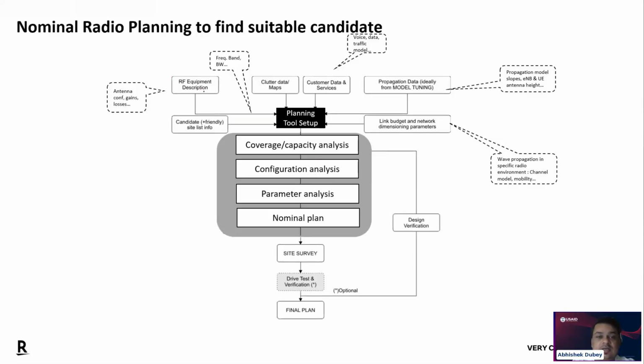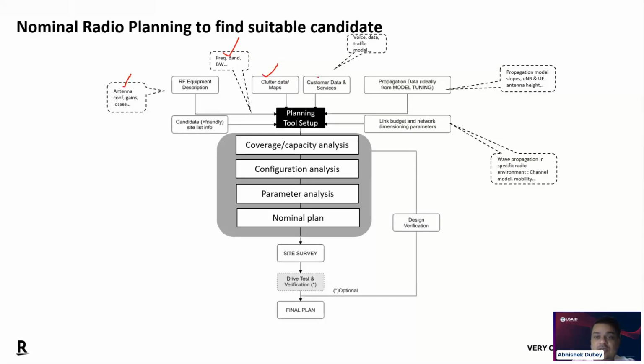So there would be RF equipment that you require for the nominal planning. You have to get this input from the customer: what antenna, what could be the gain of the antenna, or what could be the configuration of the antenna you are going to use. And the next thing is you have to get the frequency, the band and the bandwidth details from the customer. You are going to use the clutter map so that you can see the complete geographical area.